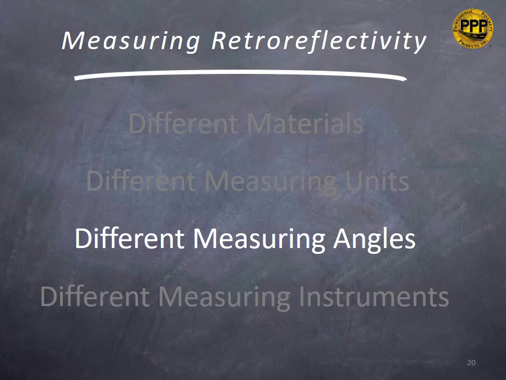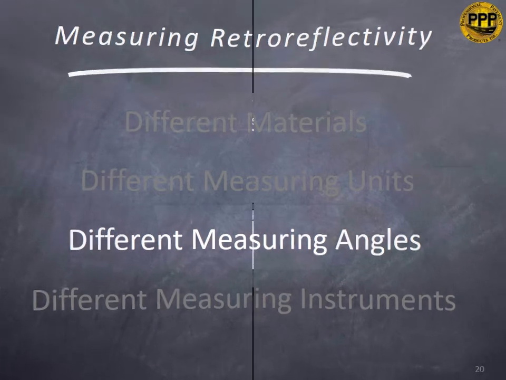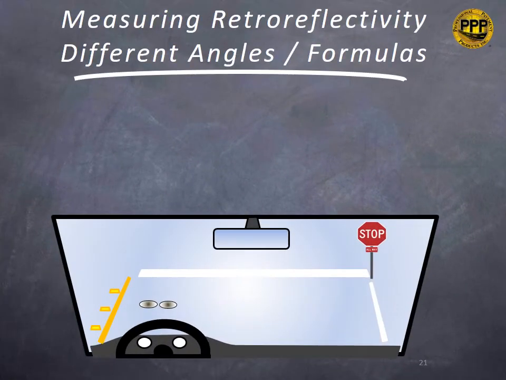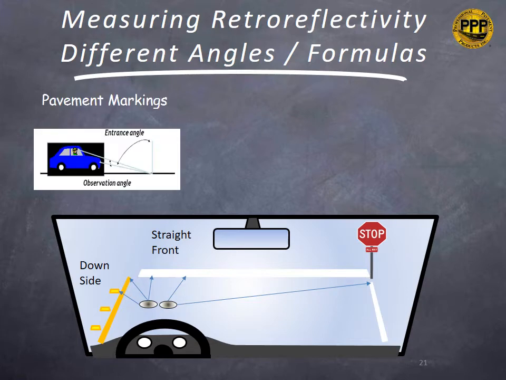Now let's look at measuring different angles. When we look out our windshield, we see these devices in various positions. Reflective pavement markers are down and to the sides. Pavement markings are down in nearly all directions. For these, light goes down and comes back up.